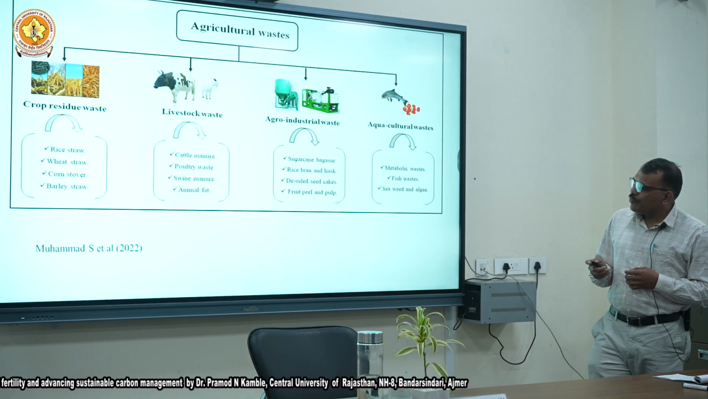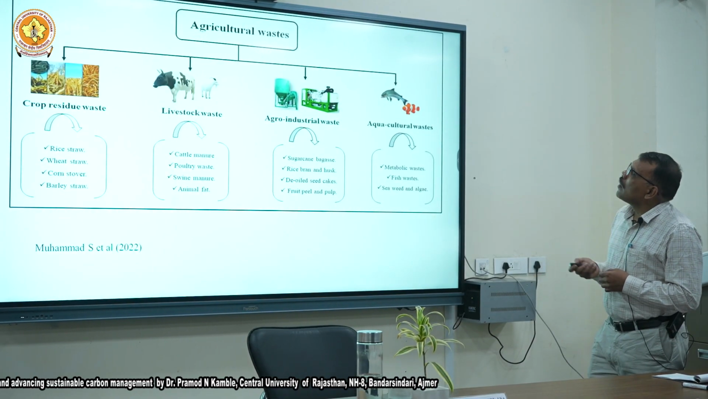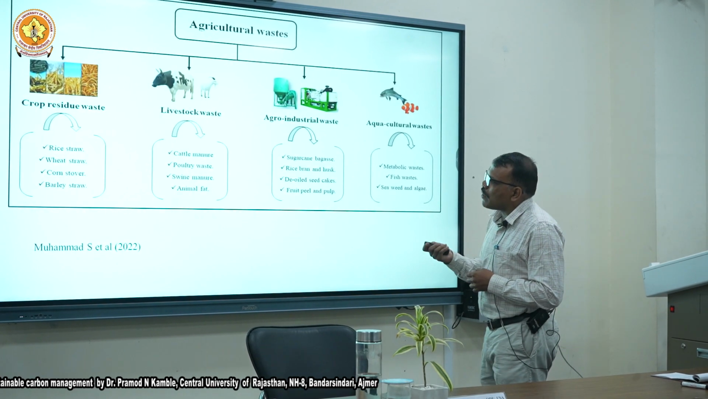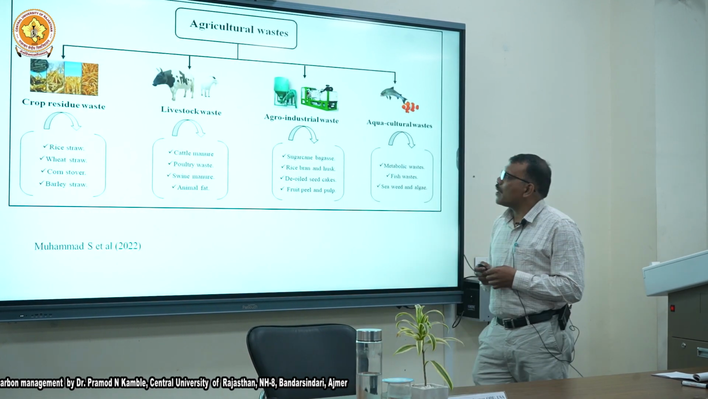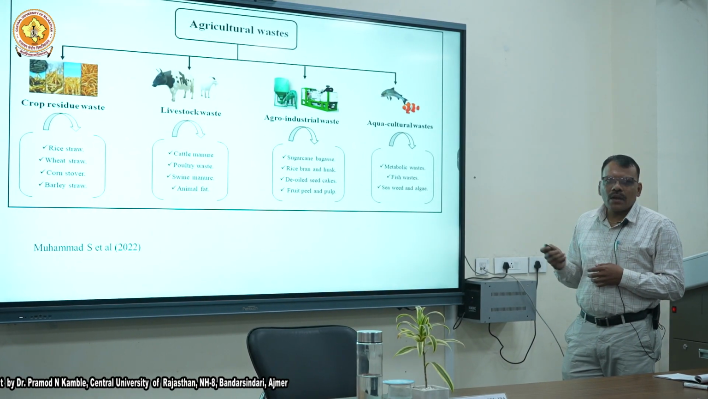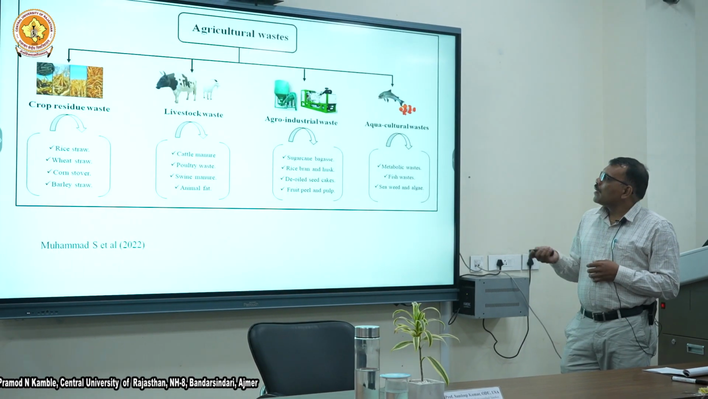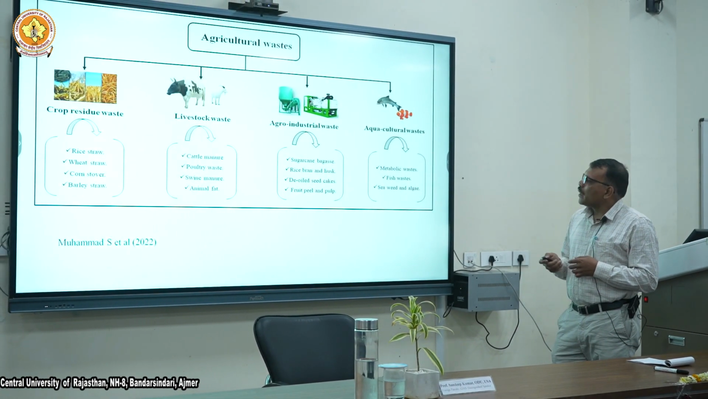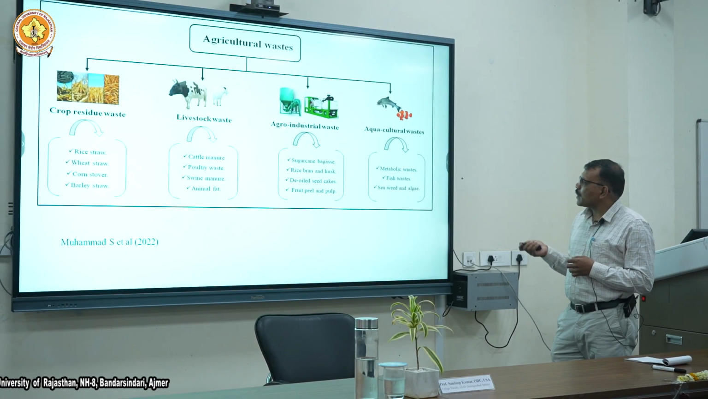Then these are some of the sources of agriculture waste. Crop residue includes rice straw, wheat straw, corn straw, barley straw. Livestock waste includes cattle manure, poultry waste, swine manure, animal fat. In agro-industrial waste, there are sugarcane bagasse, rice bran and husk, oil seed cakes, fruit peels and pulp.